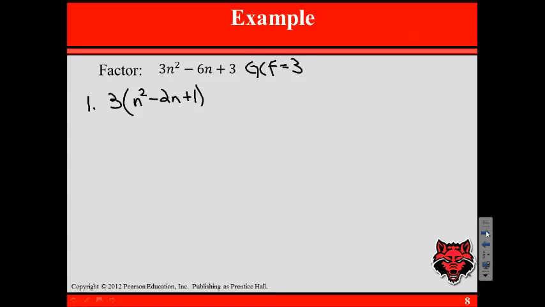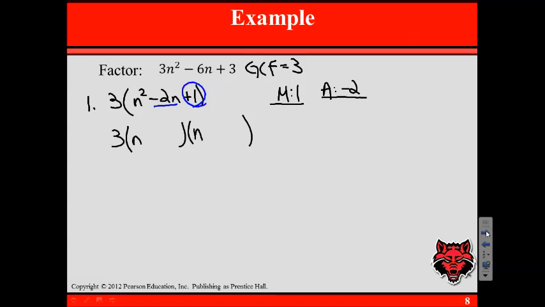Now, because the coefficient of n squared is 1, we can go ahead and break this up into two sets of parentheses. N squared becomes n and n, so we're just looking for the missing pieces. We look at the constant at the end of our trinomial and the middle coefficient. We want two numbers that will multiply to give us 1, but that will add to give us negative 2.